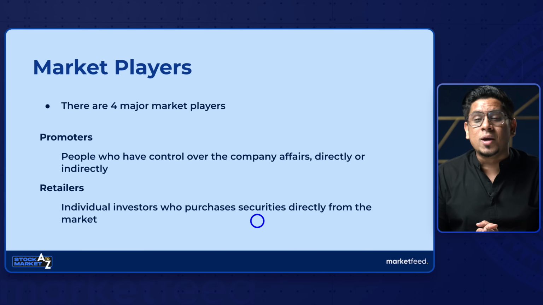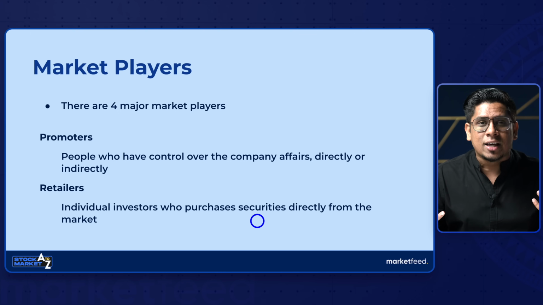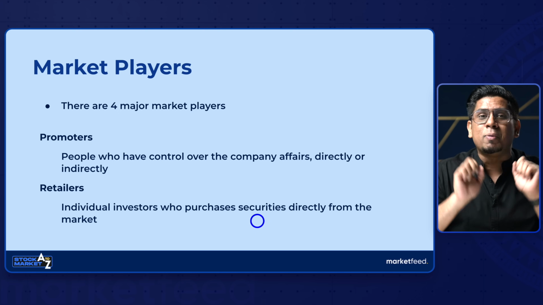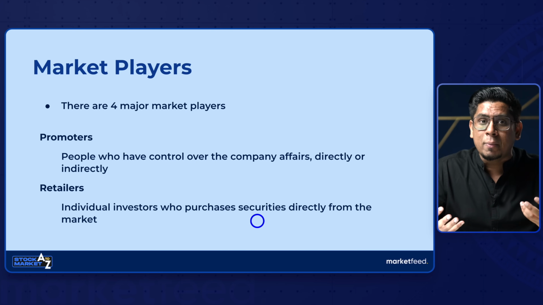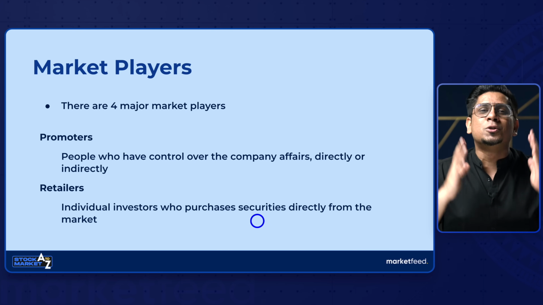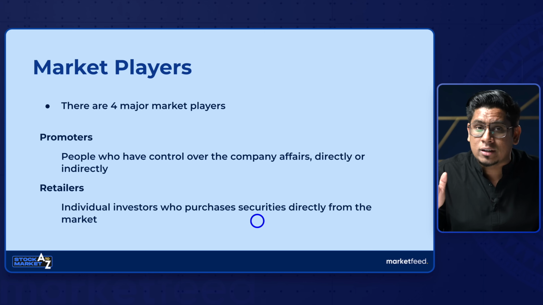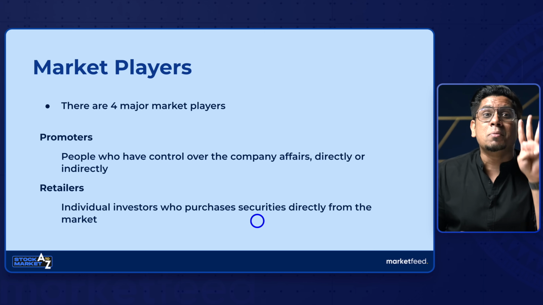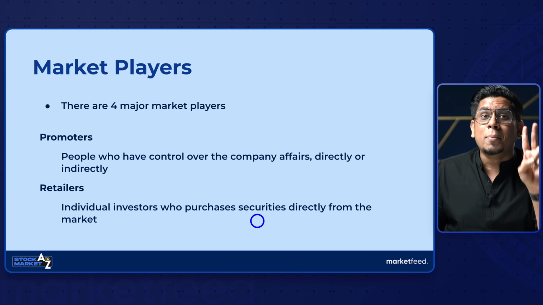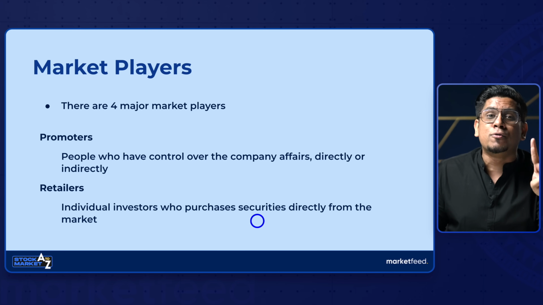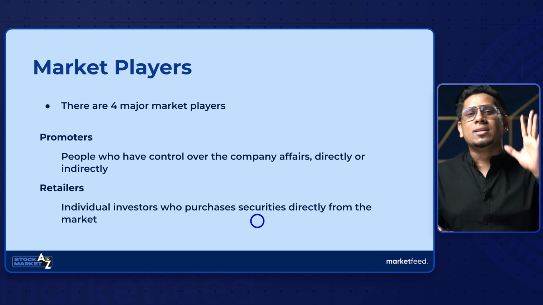Moving ahead, the next term here is marketplace. Yes, normally when we think about marketplace, we only think about companies which go IPO and go public, and we think about us who participate in the market. But that is not all, right? There are four major marketplaces that we should understand. Number one is promoters. Number two is retail participants. Number three is FIIs, and number four is DIIs. So let us learn about them.